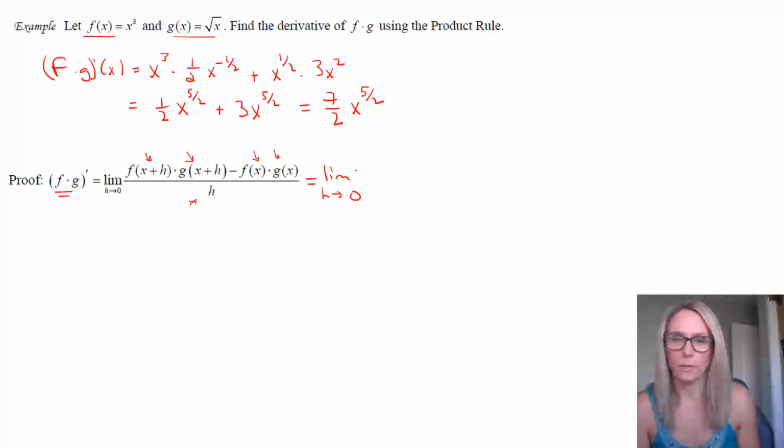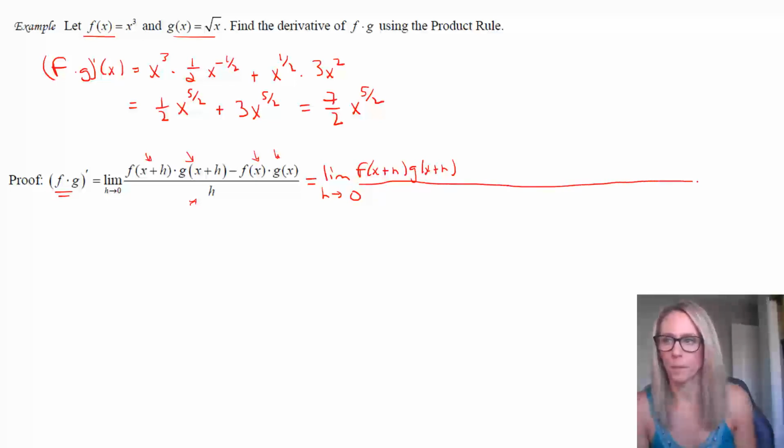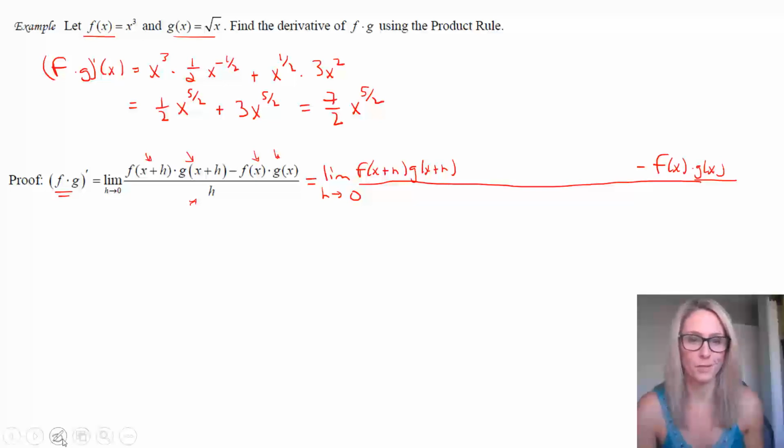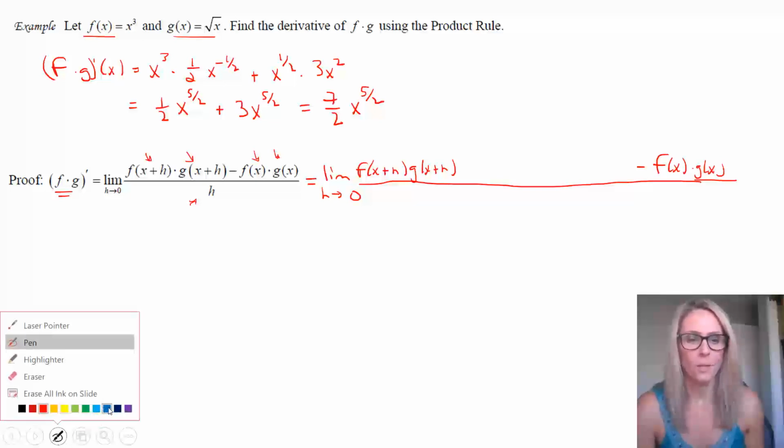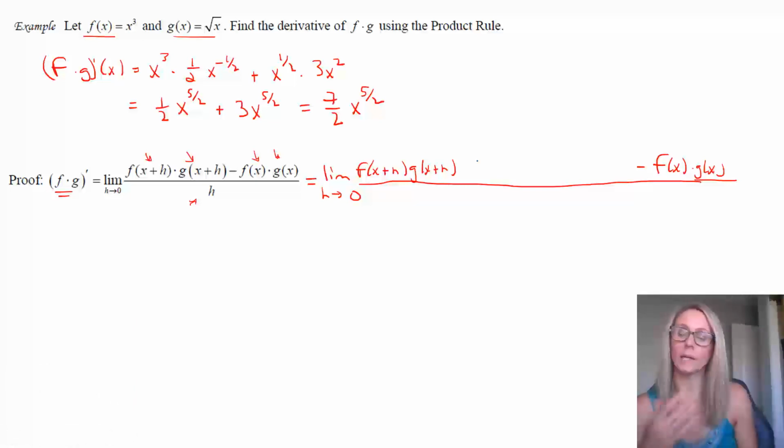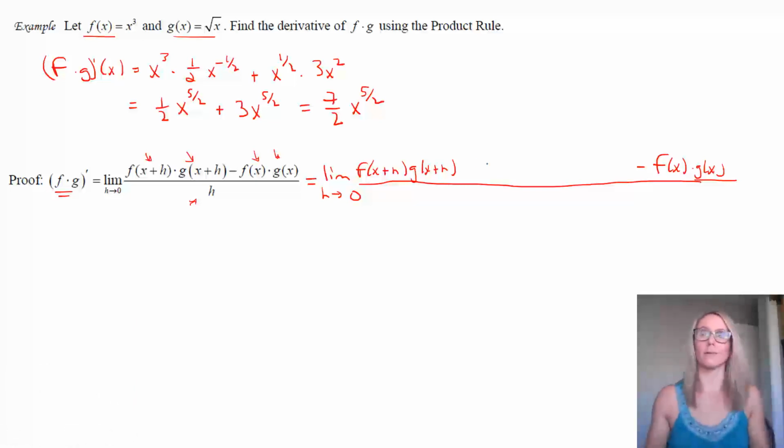So what I'm going to write first is f of x plus h times g of x plus h. And then I'm going to draw a big line. And then over here, I'm going to put that f of x times g of x. So of course that should tell you something's going in the middle. So here's a very common math trick. We need something else. I mean, we're still trying to get rid of this h in the denominator, so how are we going to do that?